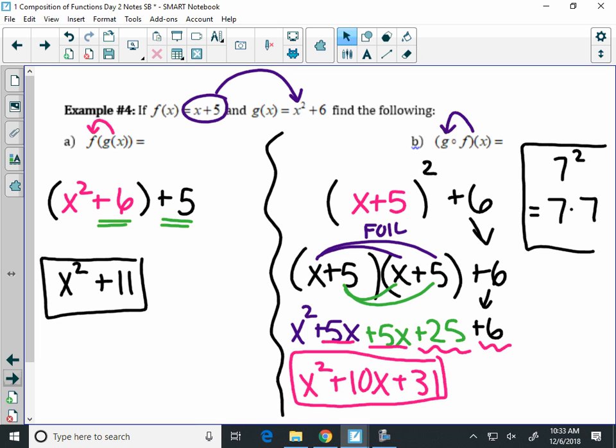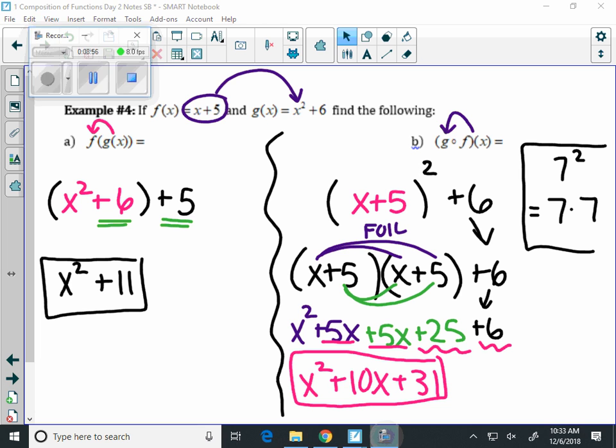Okay, so that is the notes on day 2 for composition. I want you to flip the paper over and work on the practice. There will be a short practice video on Canvas that you can check if you need help with any of those problems.